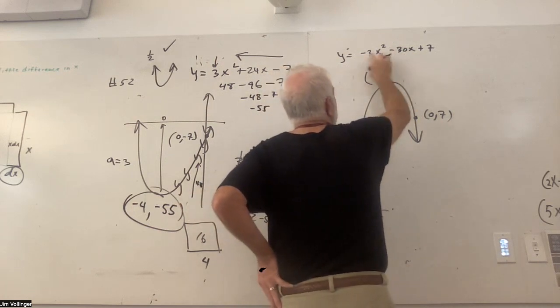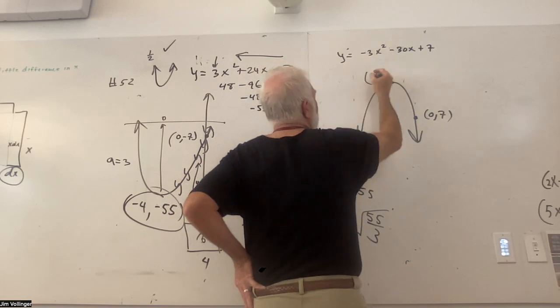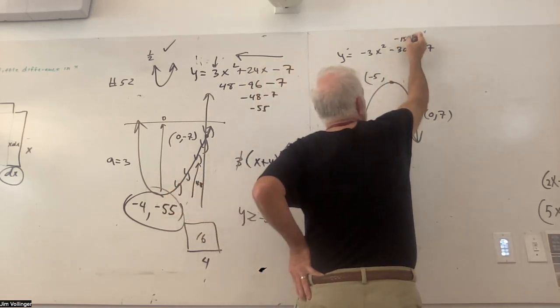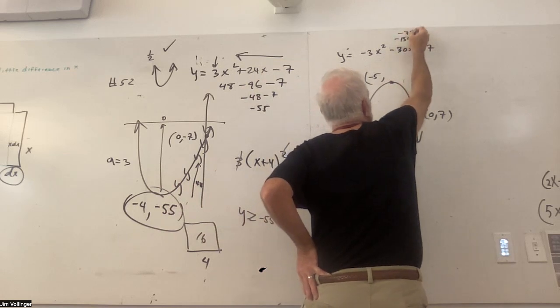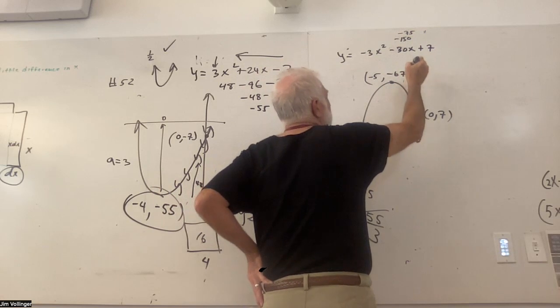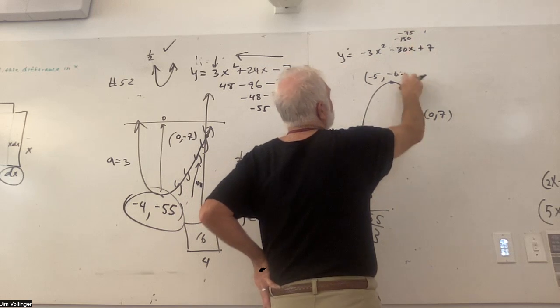Okay, so 30 divided by 3 is 10 cut in half. So this is minus 5. And if I put that in there, I get minus 150, cut in half, minus 75, plus 7, minus 67. I think I made a boo-boo there. My brain is very slow at the moment. Okay, so that's minus 68.